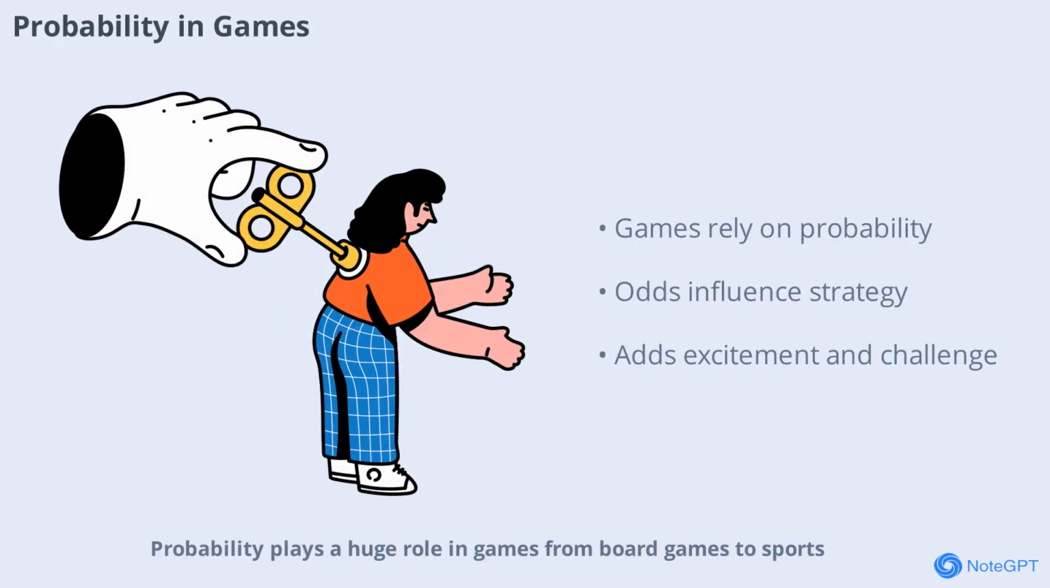Probability plays a huge role in games, from board games to sports. Understanding the odds can help you make better decisions, whether you're deciding which move to make or how to manage risk. For example, knowing the probability of drawing a certain card can influence your strategy in a card game. Probability adds excitement and strategy to many games we play.